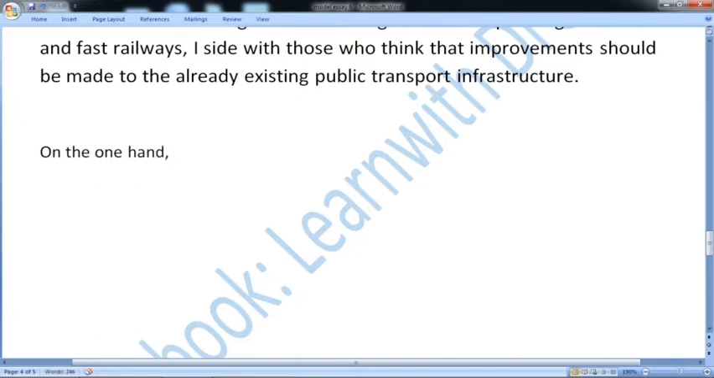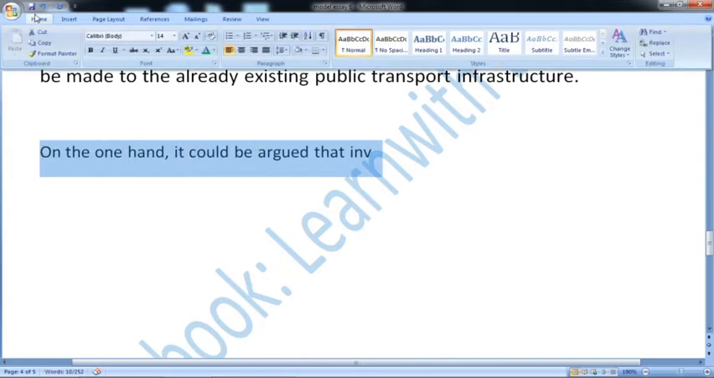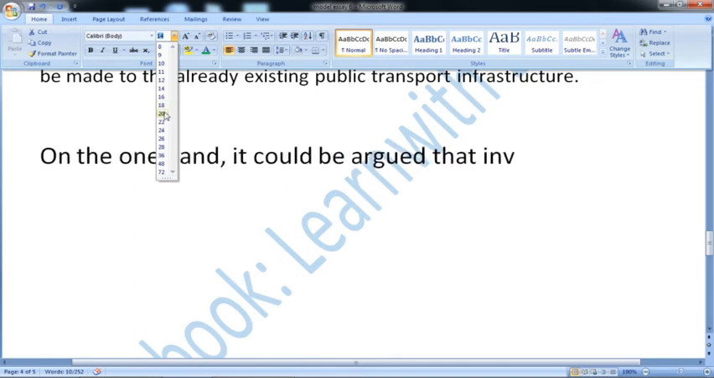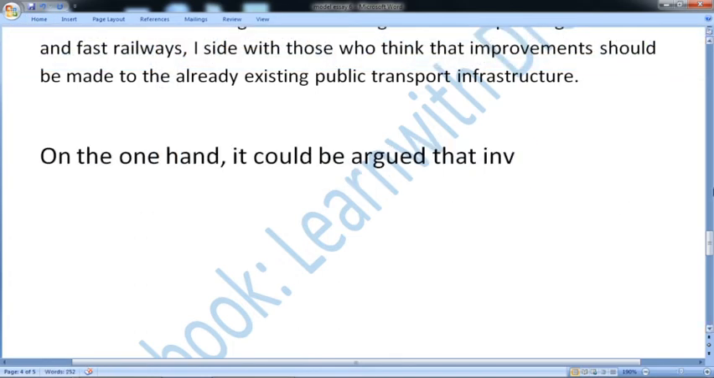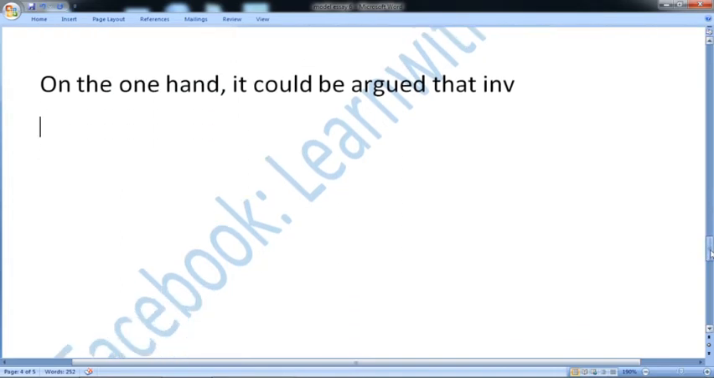On the one hand, it could be argued that... On the one hand, it could be argued that. This "on the one hand" is a transition signal.